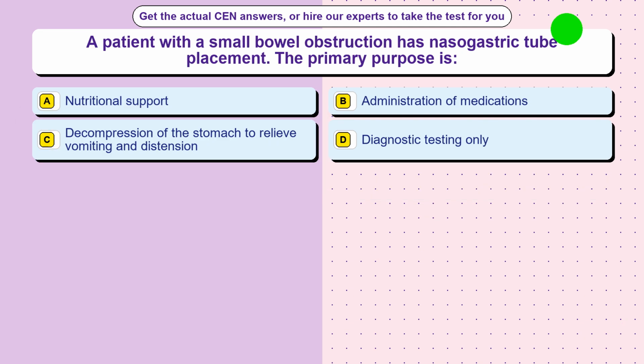Question 89. A patient with a small bowel obstruction has nasogastric tube placement. The primary purpose is: Option A, nutritional support. Option B, administration of medications. Option C, decompression of the stomach to relieve vomiting and distension. Option D, diagnostic testing only.